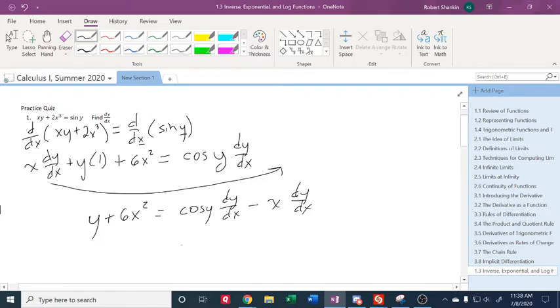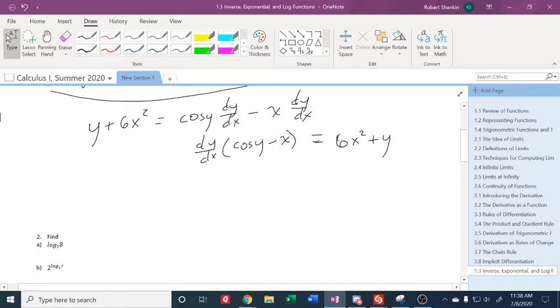I'm going to factor out a dy dx. And what I'm going to be left with is cosine y minus x. And then this should be on the left, but I'm going to move it over to the right. You can write an equation, a equals b, b equals a, in either order. I'll put the 6x squared first plus y. Then I'll divide by what's in parentheses. And I'll get dy dx.